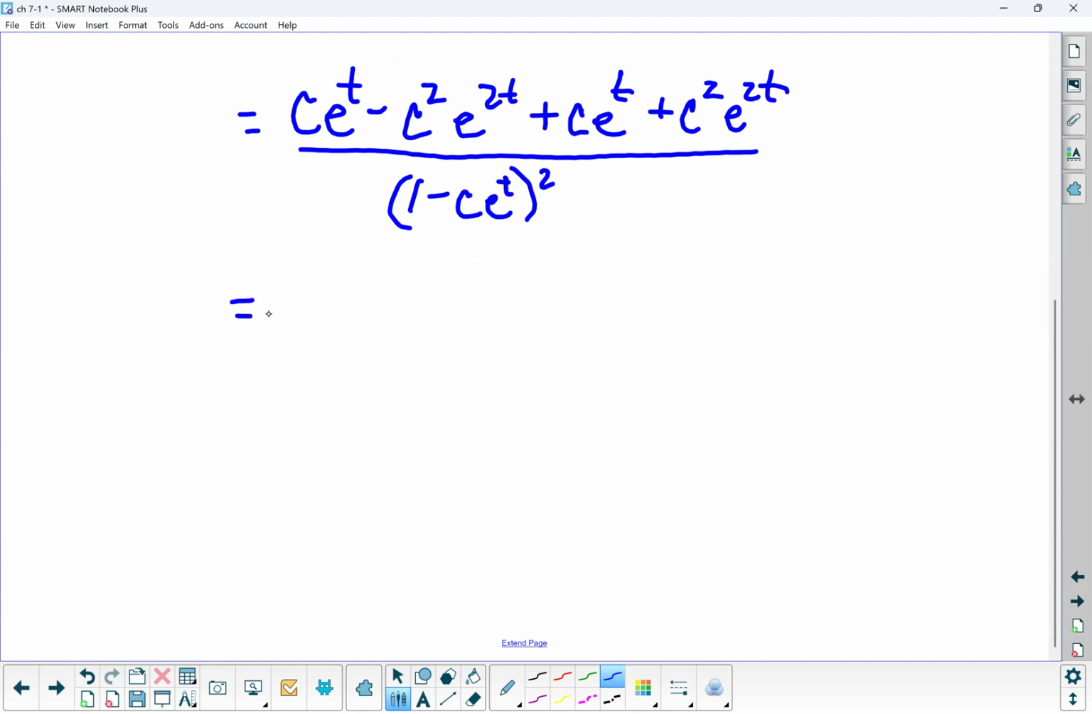If I combine my like terms, I have ce to the t plus ce to the t, that's 2ce to the t. I have minus c squared e to the t plus c squared e to the 2t. They cancel over 1 minus ce to the t squared. Perfect. I'm going to leave it just like that.